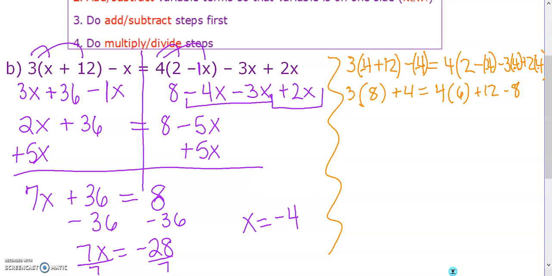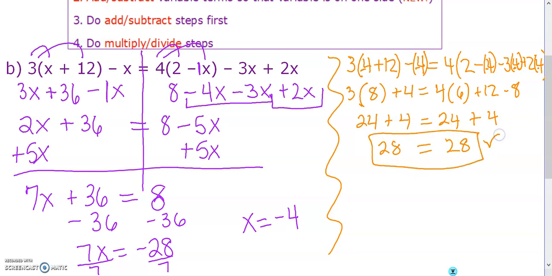I still have some cleaning up here. Let's see. 3 times 8 is 24. Plus 4 is 28. On the other side, 4 times 6 is 24. Plus 12 minus 8 is 4. And that also gives me 28.